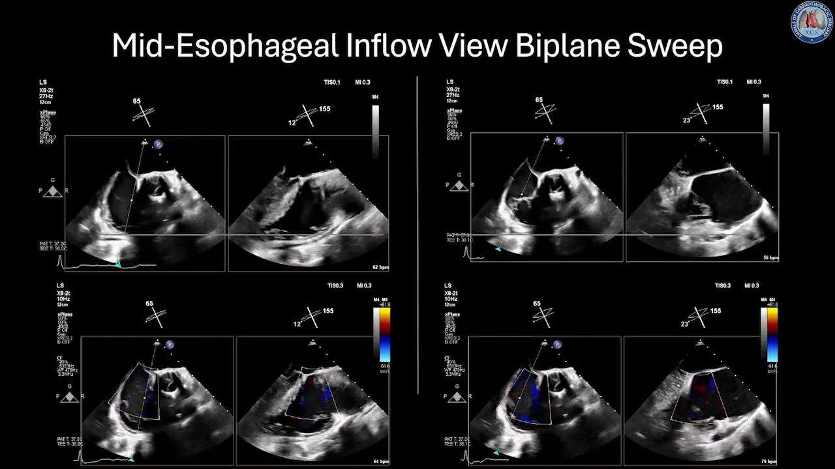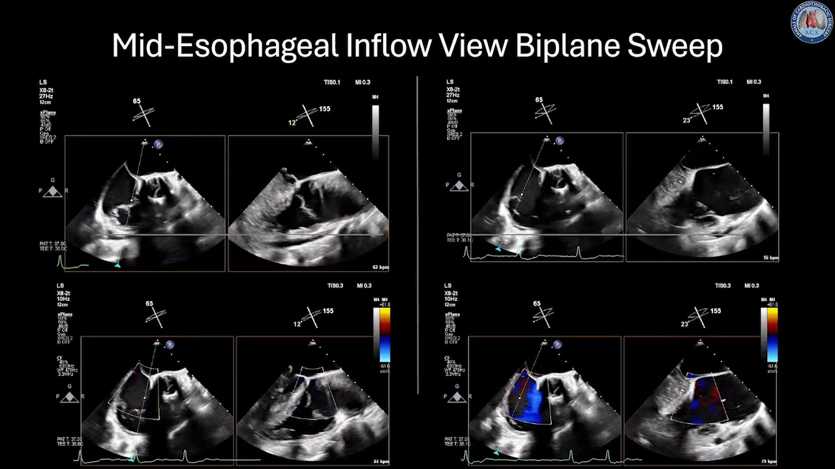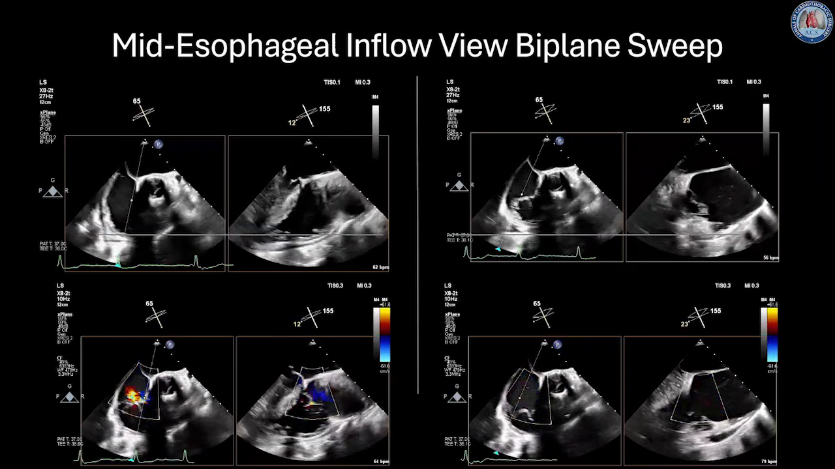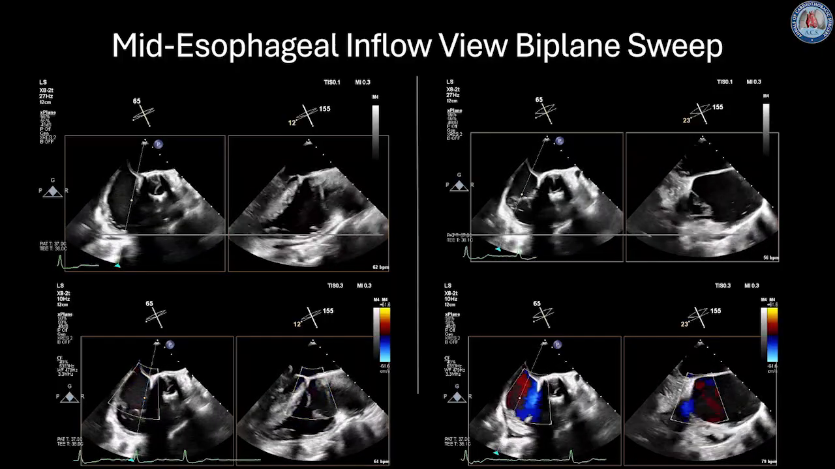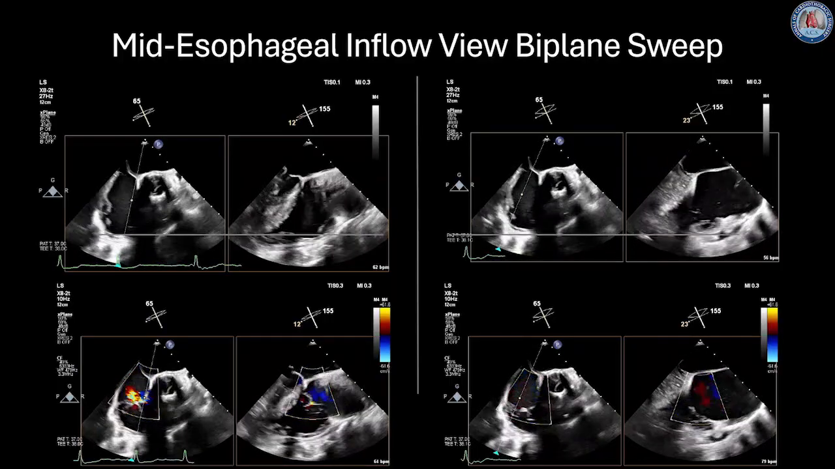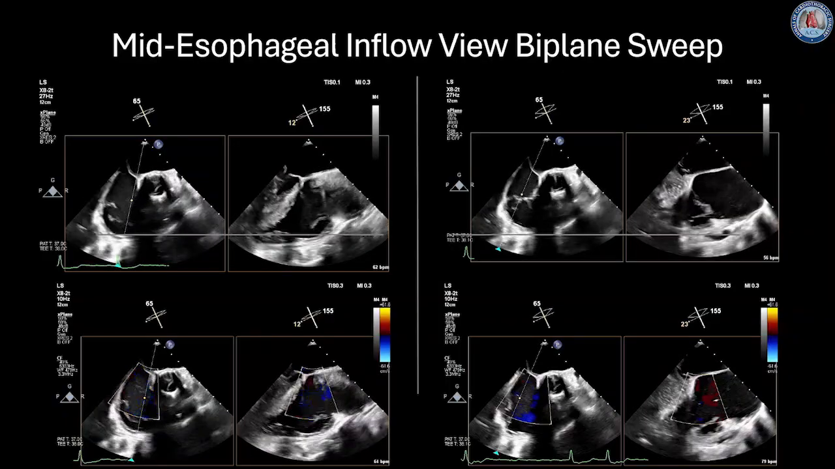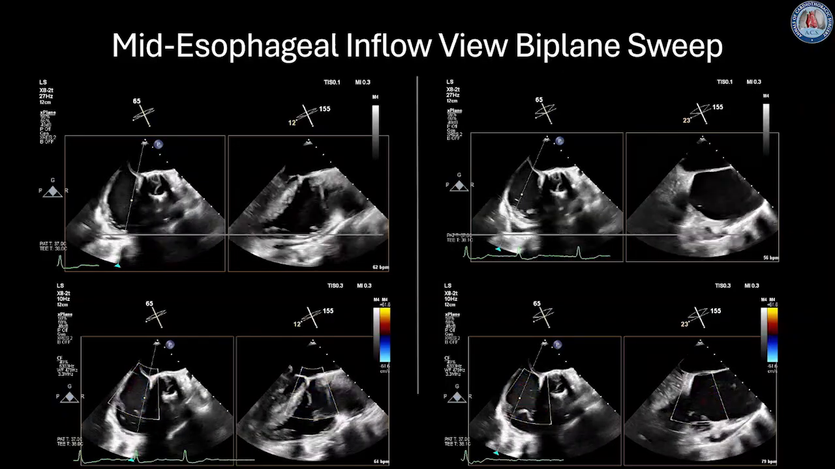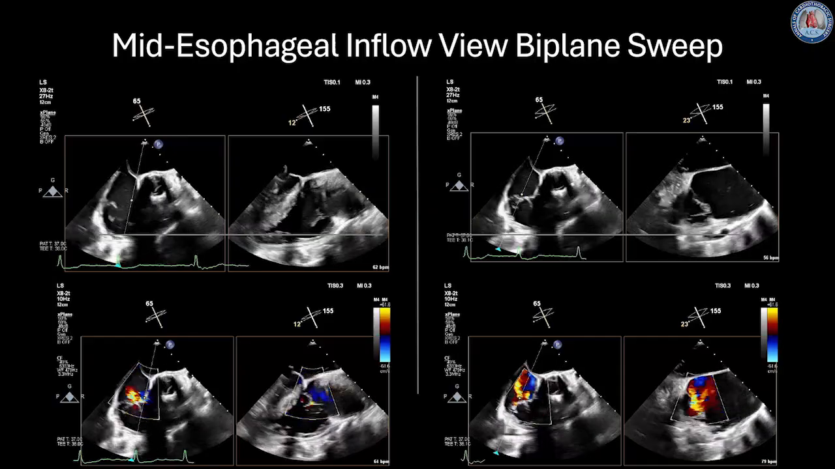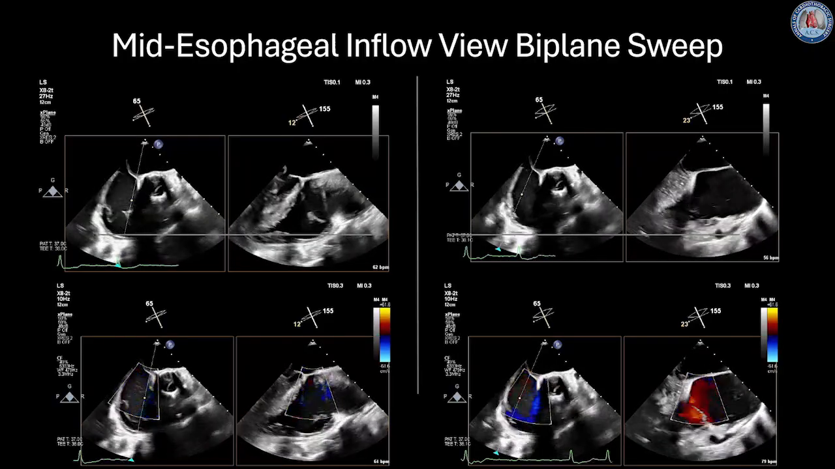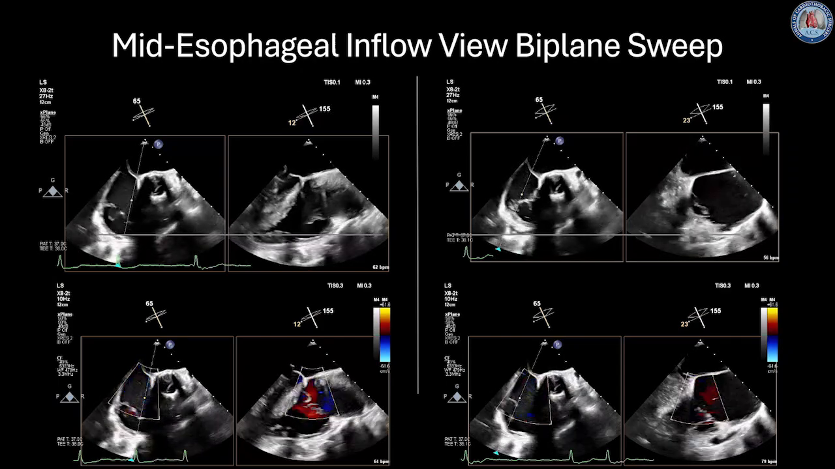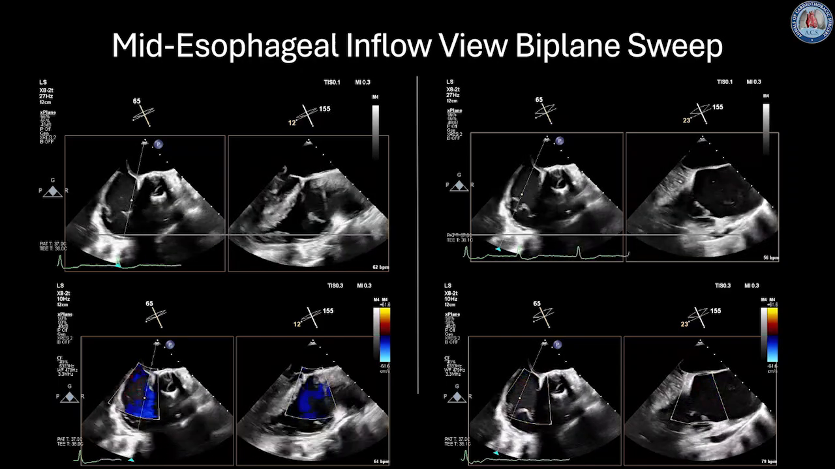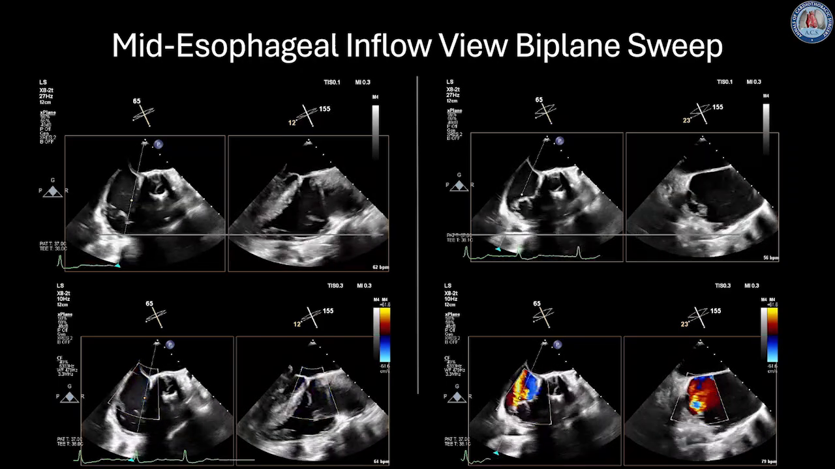On the left, the biplane sweep across the anterior septal commissure demonstrated minimal to mild tricuspid regurgitation, while the right panels, as the sweep progressed posteriorly, revealed the dominant tricuspid regurgitation jet. In these mid-esophageal views, acoustic shadowing from the TAVR prosthesis was also evident, particularly anteriorly, limiting views of the septal leaflet in that region.